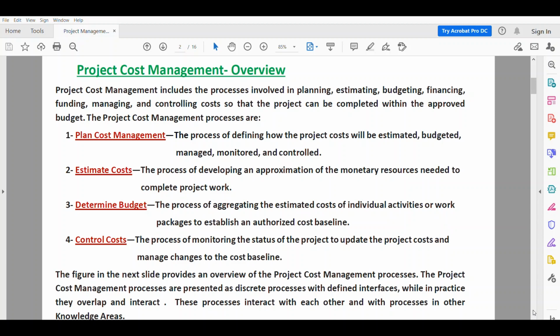So we have to plan the cost management. Then we have to estimate the cost. Then we determine the total budget of the project. And then we control how this budget is being expended in the project. The figure on the next slide provides an overview of the project cost management processes.